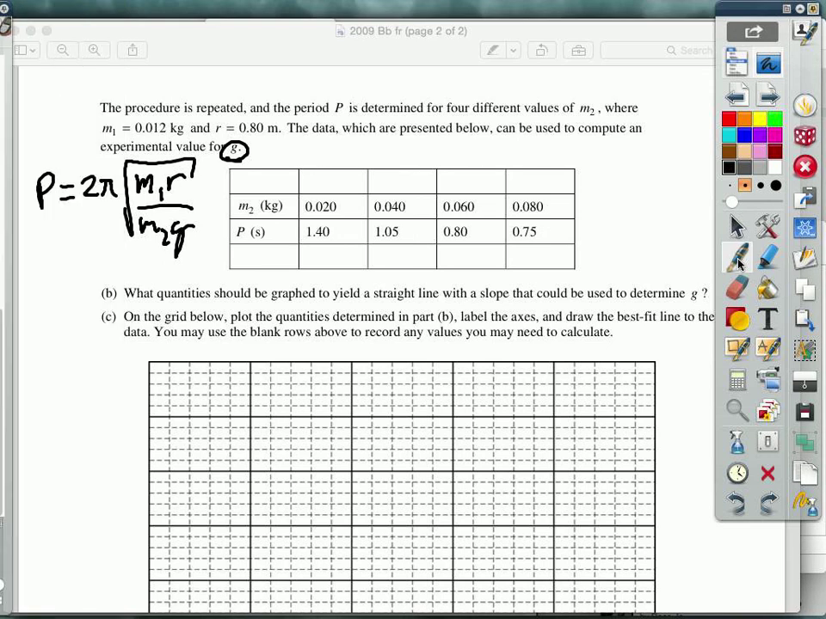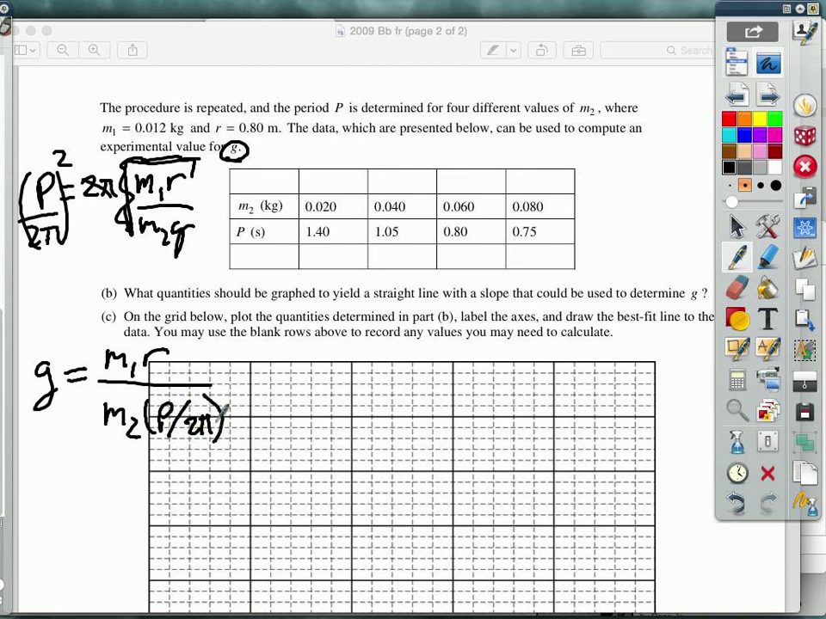Okay. So then this, I can solve for g, moving that to 2 pi, squaring that, and getting rid of this. So then we get g is equal to m1r over m2 times P over 2 pi squared. Okay, so that's our g.